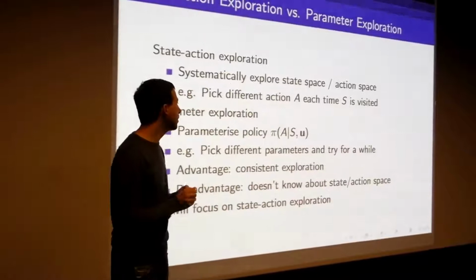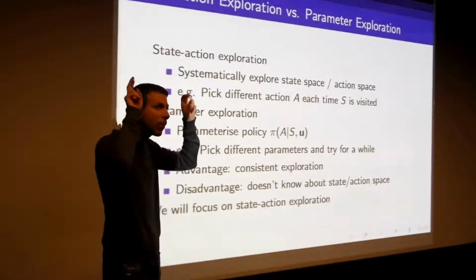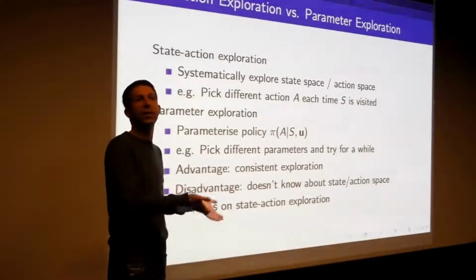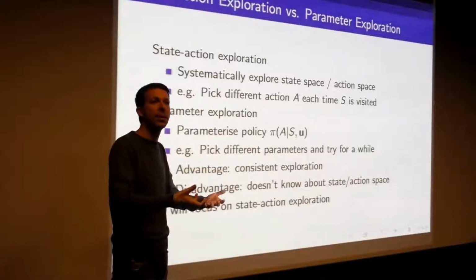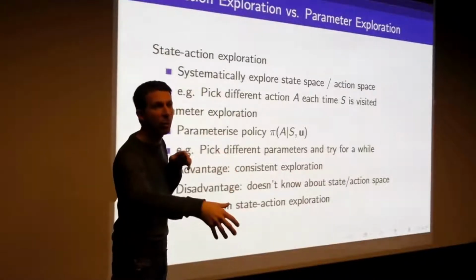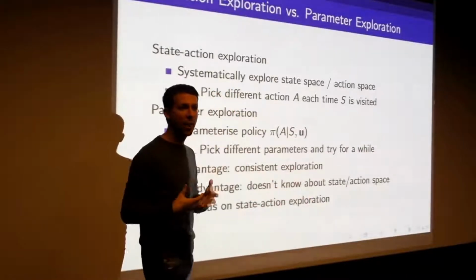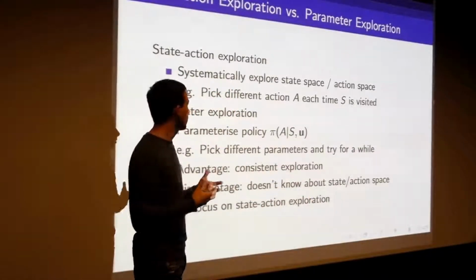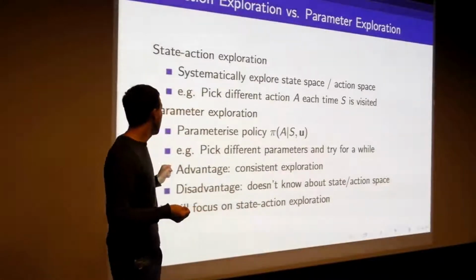And what you can do is try some parameters for a while and see how they do. Now, exploration could mean to say, well, let's try some different parameters from the ones we believe are best right now. Drop down a robot with a slightly different walk, see what happens, see how fast it moves, and go back and try it again. So I call this parameter exploration as opposed to state action exploration.